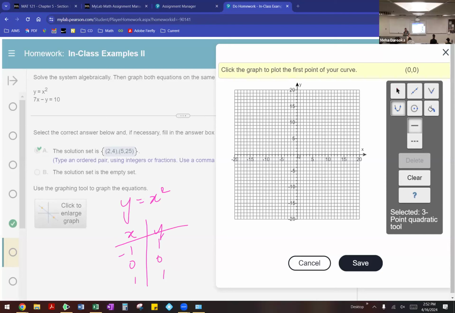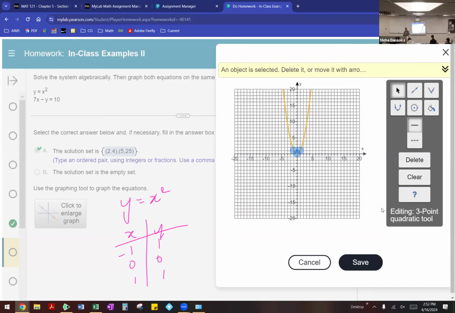You can pick larger numbers, so I'm doing 0, 0, 1, 1, and remember you can see the ordered pair in that little yellow strip above your graph, so that's how you know your mouse is on the right position. And then -1. So that will be my parabola. And then we need to do our second equation, which is a straight line, 7x minus y equals 10.